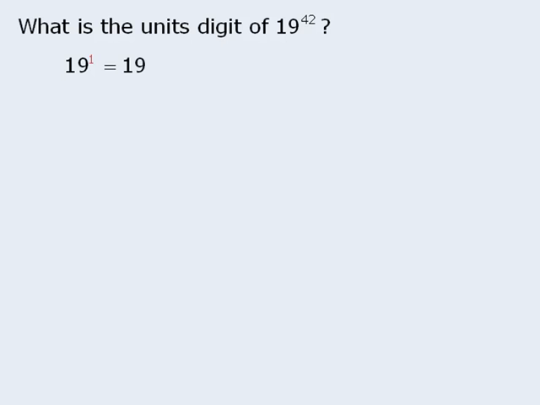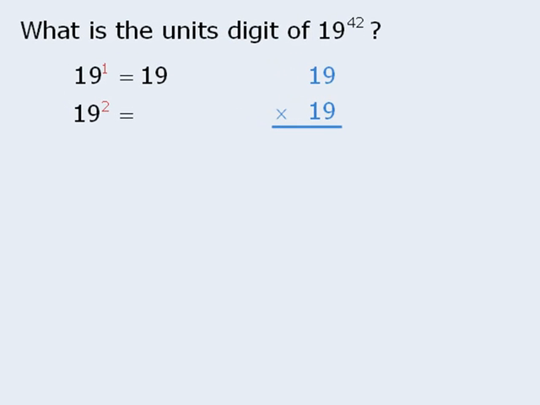To begin, 19 to the power of 1 is equal to 19, so the units digit here is 9. What about 19 squared? Well, to determine this, let's go over here. First, we have 9 times 9, which is 81, so we will place a 1 here and then carry the 8. At this point, we could multiply 9 and 1, but we really don't need to.